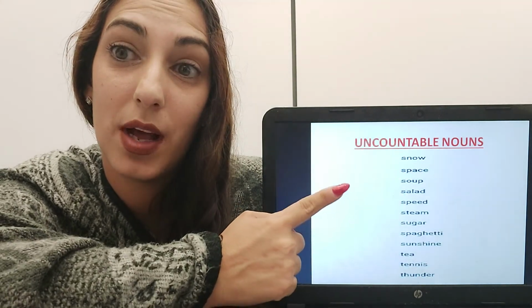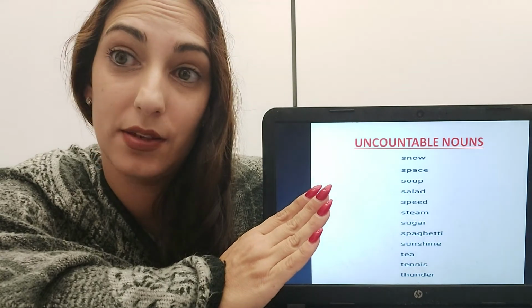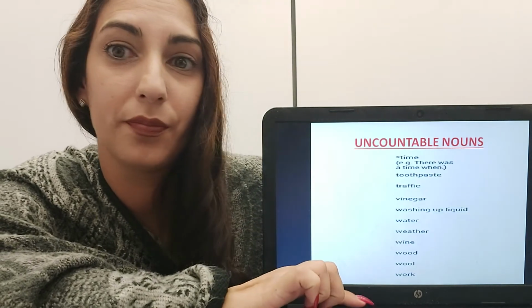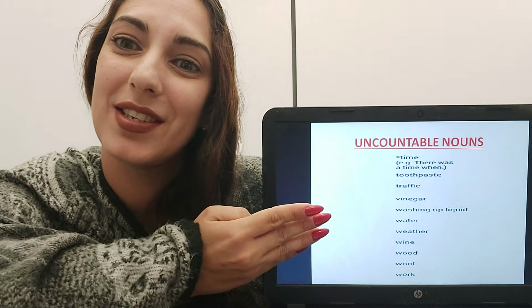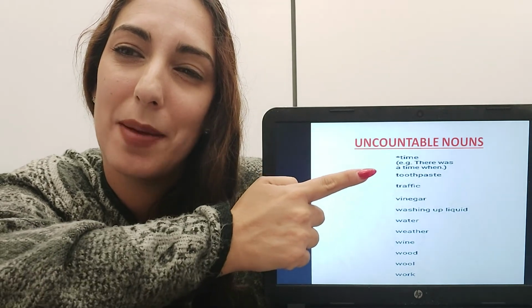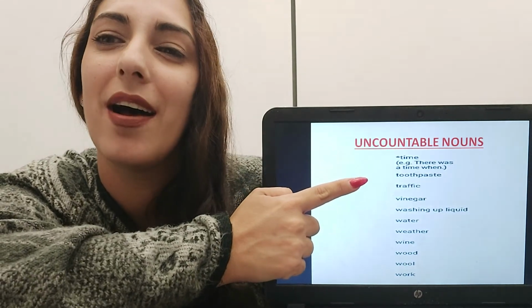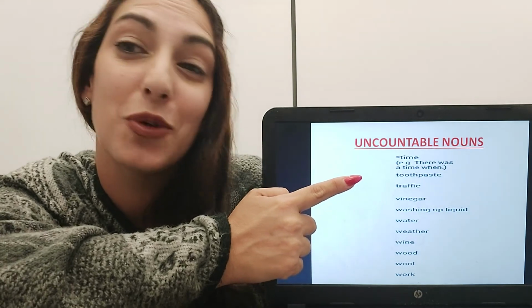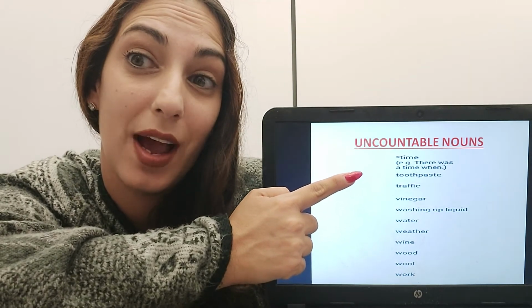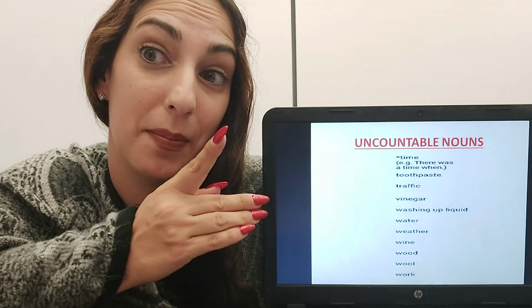And this list as well. So make a note of all these uncountable nouns. There's quite a few of them. And this is our last list. Note the word time, by the way. When I say there was a time or I remember a time, I'm talking about memory, not clock time, okay? Not the passing of time.